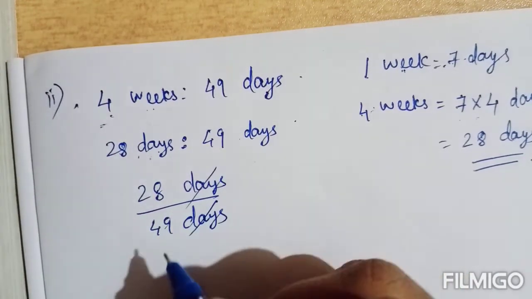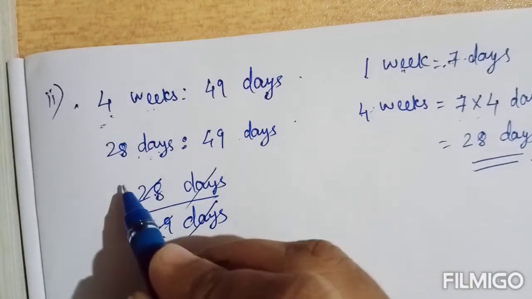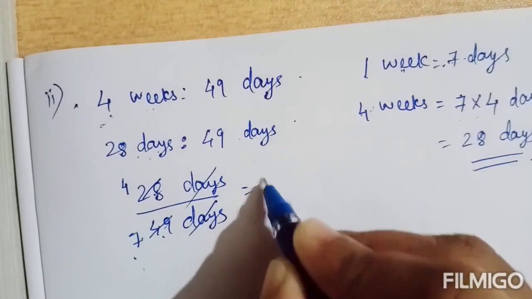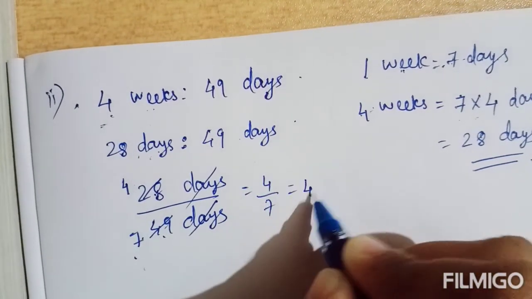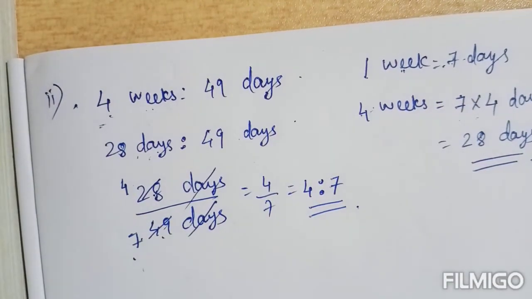Okay, days you can cancel. 28 by 49 you can reduce this. Both will go in 7. 7 into 4, 7 into 7. So 4 by 7. 4 by 7 you can write as 4 is to 7. So this is the ratio in lowest terms.